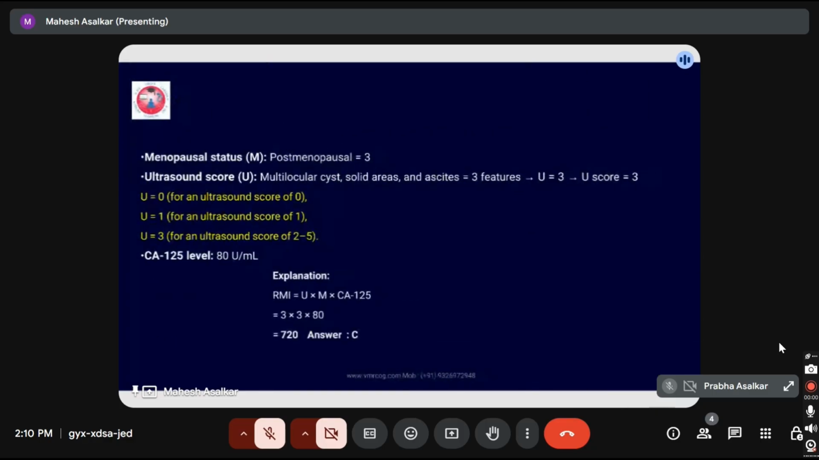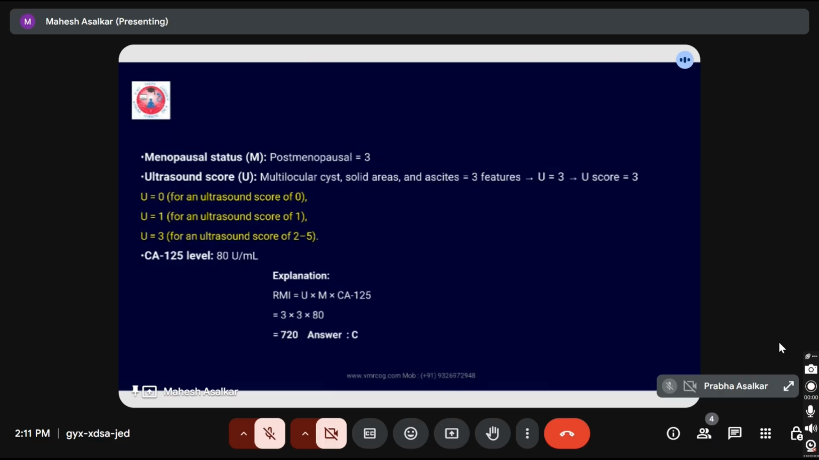Okay. Now you got the complete idea how it is calculated. Menopausal status, here it is a postmenopausal lady. The score is 3. Ultrasound score, there is a multilocular cyst. Solid areas are there. Ascites is there. It is not because of the 3 features that the ultrasound score is 3. Any number of features from 2 to 5 is a score of 3. Okay, so 3 features will also score 3, 2 features will also give score of 3, 4 features will also give the score of 3.